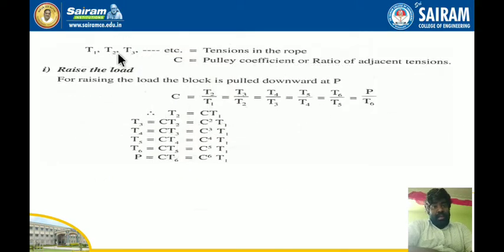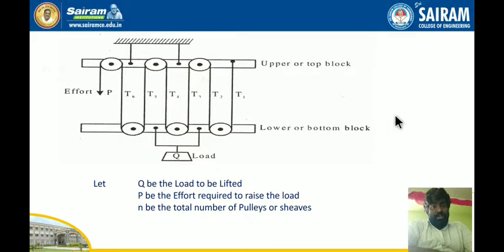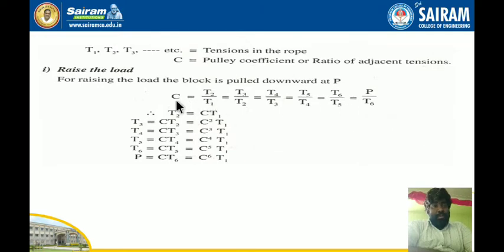T1, T2, T3, etc. are the tensions in the rope, and C is the pulley coefficient, or ratio of adjacent tensions, which is taken based on whether the load is being raised or lowered. First consider raising the load. For raising the load, the rope has to be pulled downwards, so P will be acting downwards. I take the ratios as T2 by T1, T3 by T2, T4 by T3, T5 by T4, T6 by T5, or P by T5.